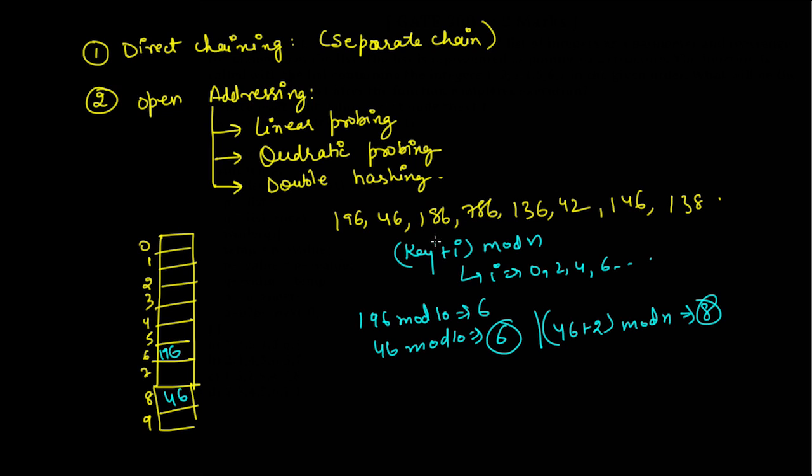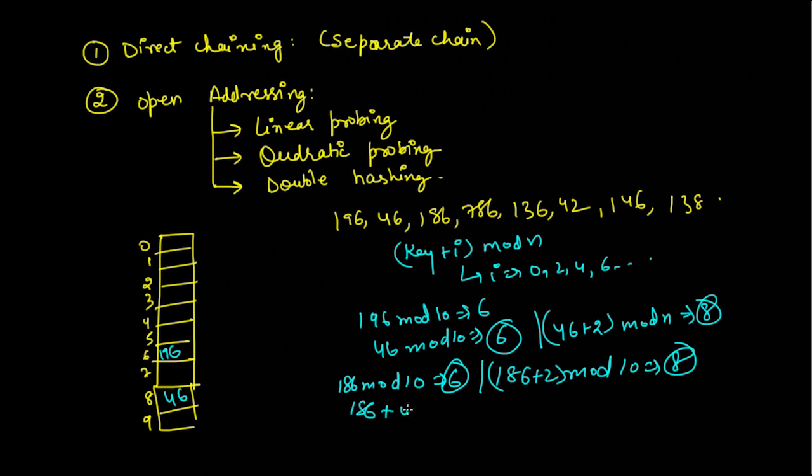Right. Now the next data is 186. If we do 186 mod 10, we get the location 6. But there's already one data present at location 6. Then we have to do 186 plus 2 mod 10. Then we get location 8, but there's already data present at location 8. So we have to do 186 plus 4 mod 10. In that case, we get 190 mod 10, which is 0. So we are going to store 186 at this location, right?